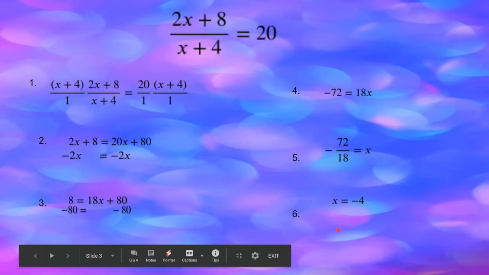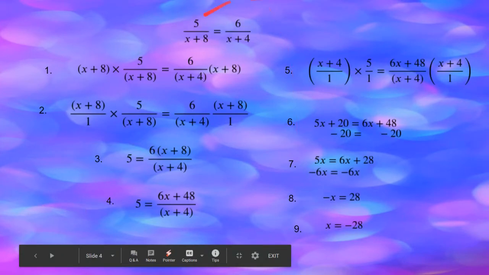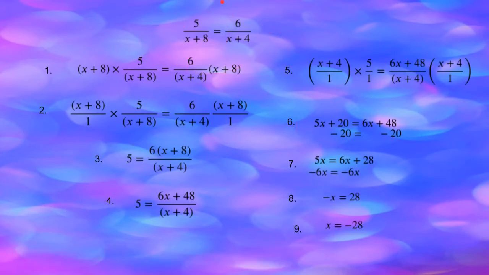Okay, so now a level 4 problem. This is a little bit trickier, but it's the same thing with a few more steps. So we have over here 5 over x plus 8 equals 6 over x plus 4. So the first thing you want to do is take one side, which has the denominator. First of all, you can notice both of them have a variable in the denominator.